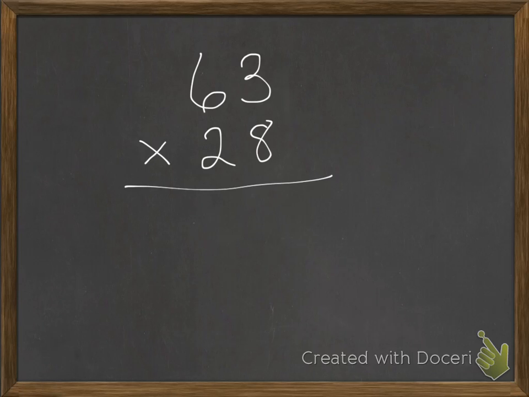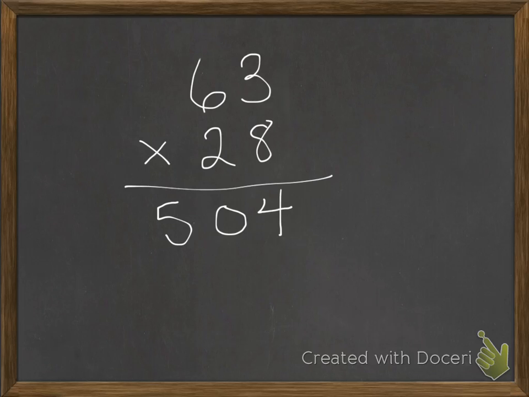I'm always going to start by multiplying what's in my ones place. 8 times 3 is 24. Write down the 4, regroup the 2. 8 times 6 is 48, plus 2 is 50. Clean up what's on top so that I don't get confused. And I'm going to move over to my tens place.